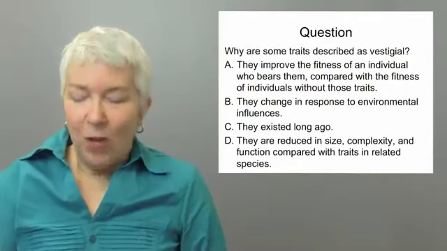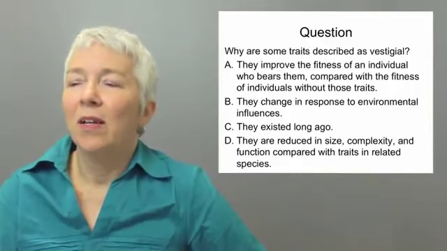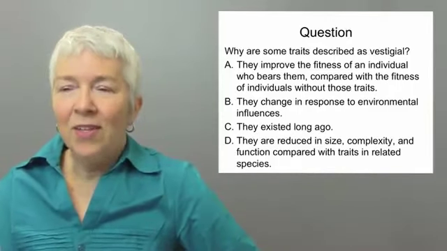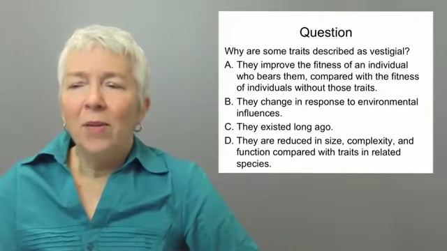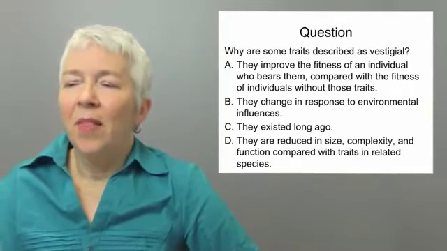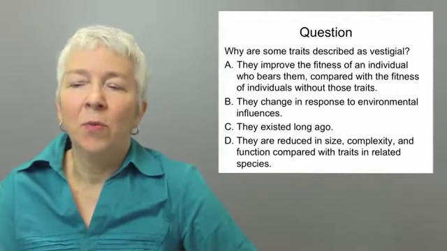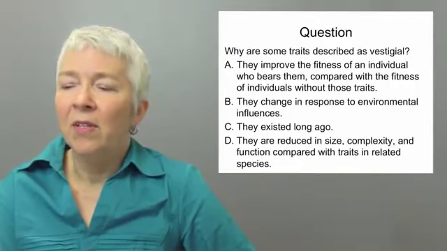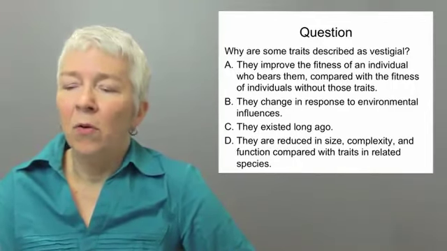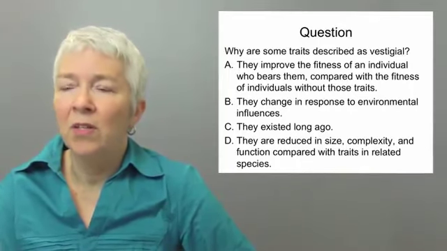So, in order to allow you to self-evaluate if you understand what a vestigial trait is, consider this as a virtual clicker question. Here's the question. Why are some traits described as vestigial? A, they improve the fitness of an individual who bears them compared with the fitness of individuals without those traits. B, they change in response to environmental influences. C, they existed long ago. Or D, they're reduced in size, complexity, and function compared with traits in related species.